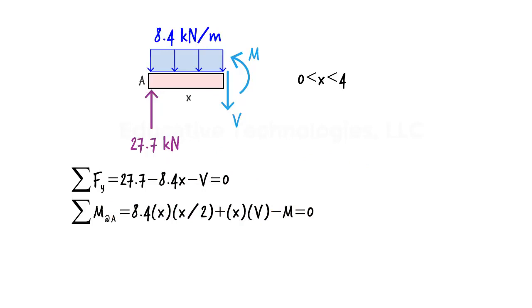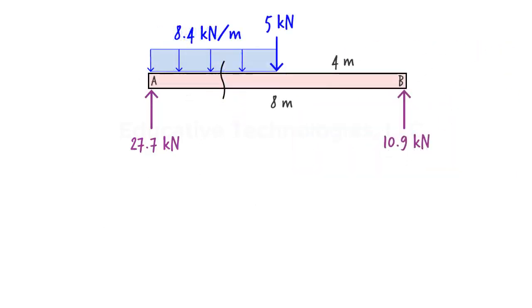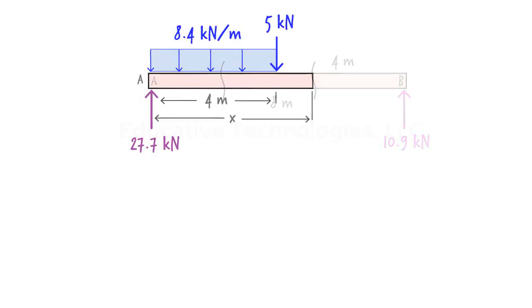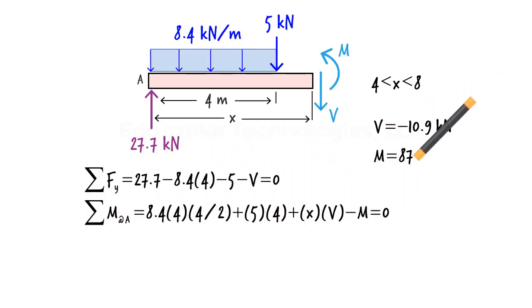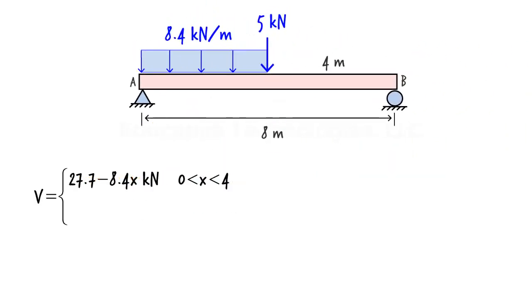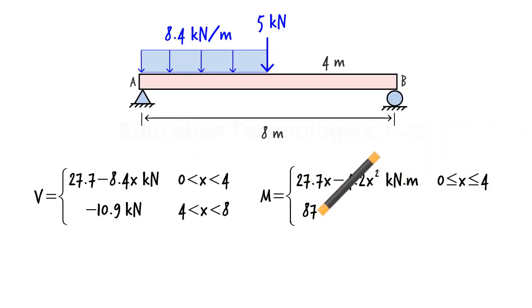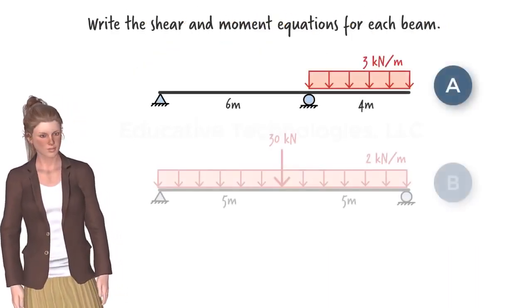Solving these equations for V and M, we get the shear and moment equations for the left half of the beam. For the right half of the beam, we cut it at some distance x from the origin, where x could take any value between 4 and 8. This free body diagram results in the following equilibrium equations, which would give us these shear and moment equations. Here is the summary of the results. Now it's your turn. See if you can come up with shear and moment equations for these beams.